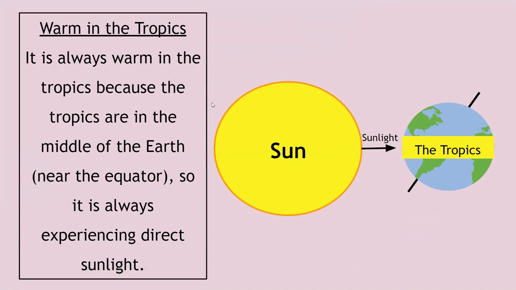So why is it always warm in the tropics? It is always warm in the tropics because the tropics are in the middle of Earth near the equator. So it is always experiencing direct sunlight.